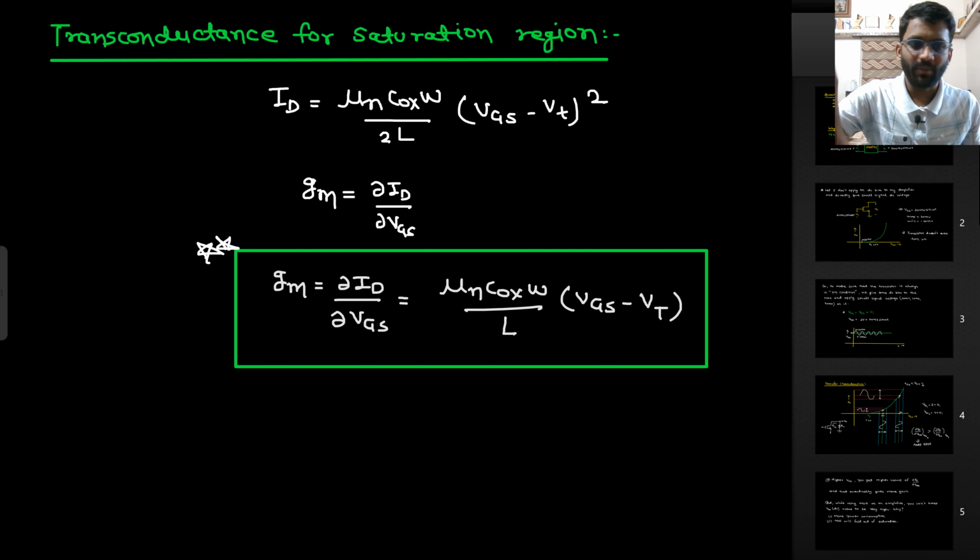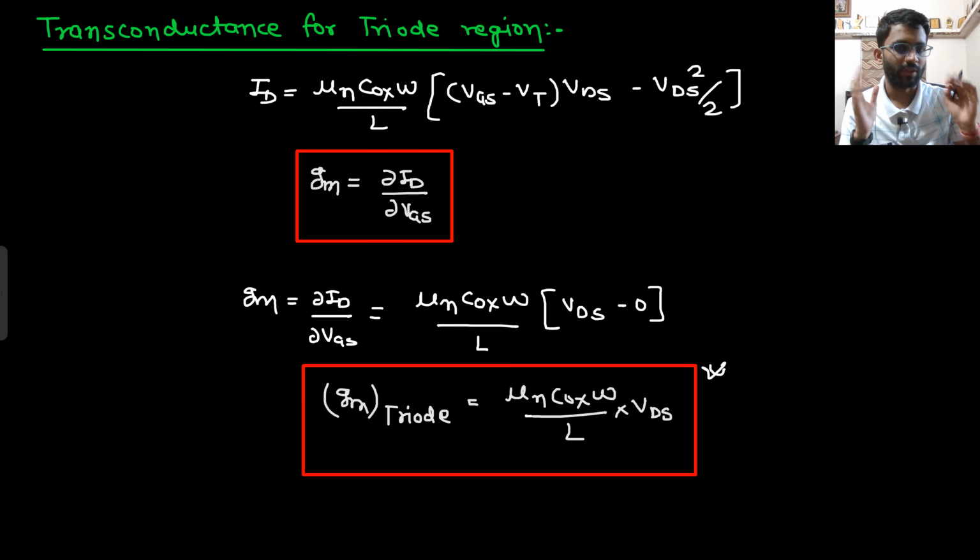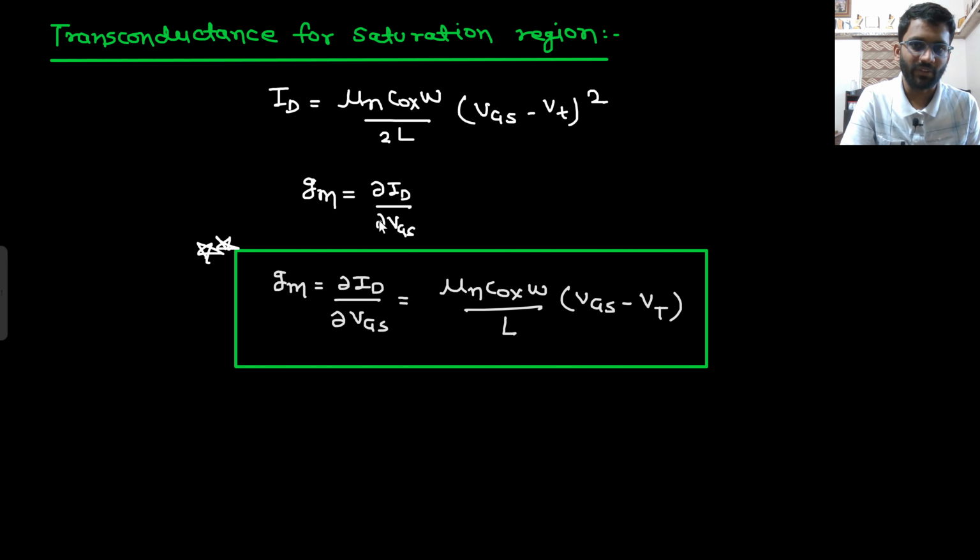Just remember these two things. Gm for triode. What is Gm? The change in output current with respect to the change in input voltage. What is the expression for the triode region? You don't need to mug it up. You can derive it even in your brain. The current equation I know, you just need to differentiate it with respect to VGS. I never mug up this formula. I just derive it there only, because it takes one step. That's it. Del ID by del VGS, so mu n Cox W by L into VDS.